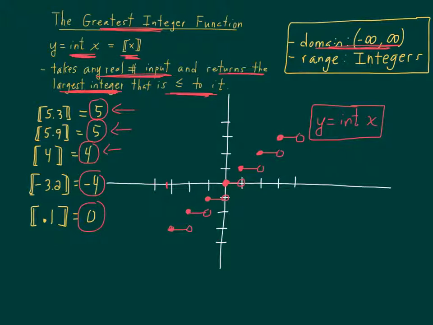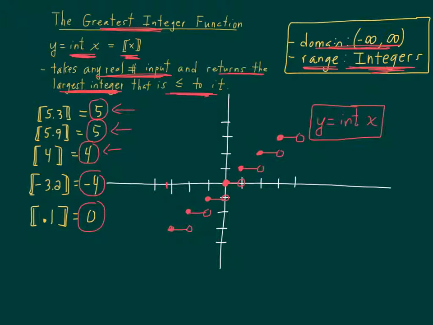So if you were to look at the graph of this, now first of all, let me back up for a second. The range here is kind of a unique situation. It only takes on integer values. So you're never going to see decimals or fractions for your y values. It only takes on integers, right? It's called the greatest integer function for a reason.